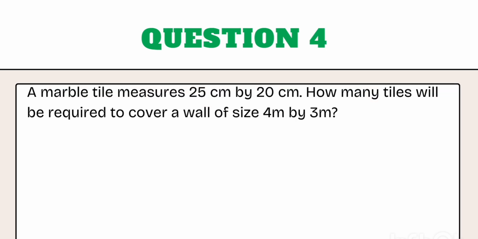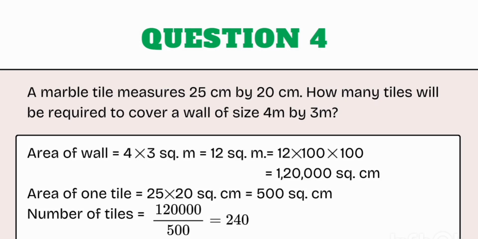Next question, a marble tile measures 25 centimeter by 20 centimeter. How many tiles will be required to cover a wall of size 4 meter by 3 meter? So area of the wall equals 4 into 3 meter square, that is equal to 12 meter square. We convert the value of area of wall into centimeter square. So 12 into 100 into 100 centimeter square, that is equal to 1,20,000 centimeter square.